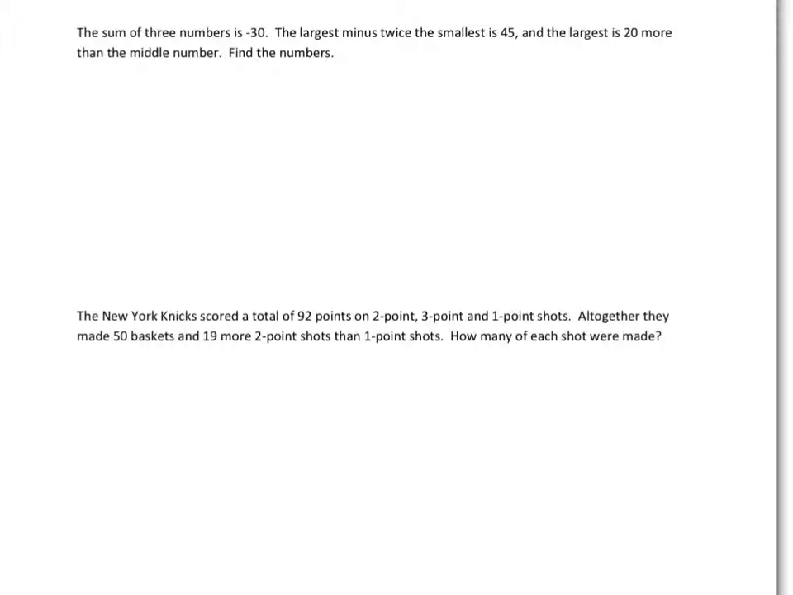The sum of 3 numbers is negative 30. So we have 3 numbers. So I'm just going to call them X, Y, and Z. So the sum means add. So X plus Y plus Z equals negative 30. Okay, so that's one of our equations. Now the largest minus twice the smallest is 45. And the largest is 20 more than the middle number. We're going to find the numbers.